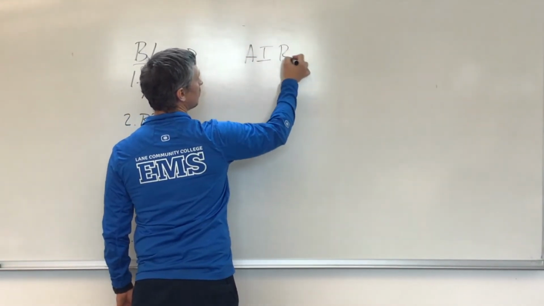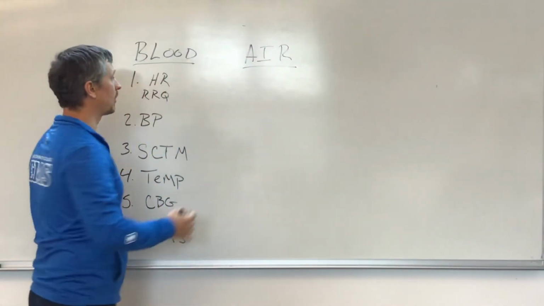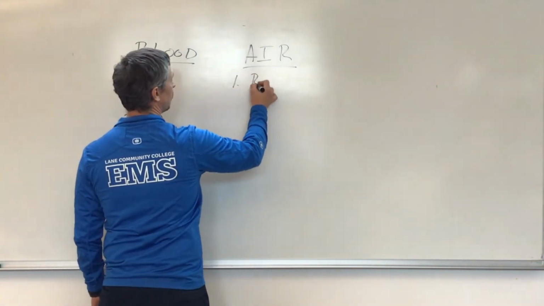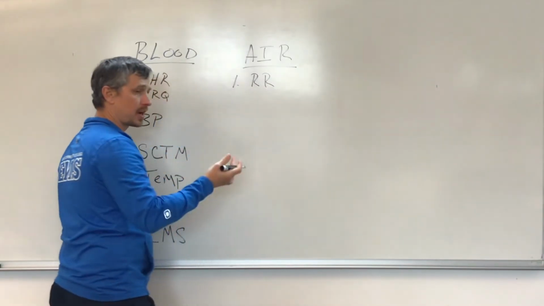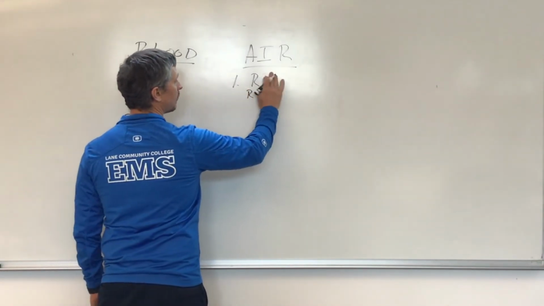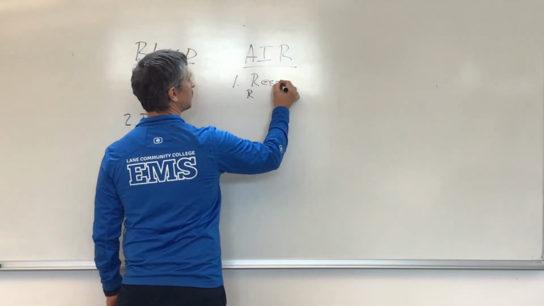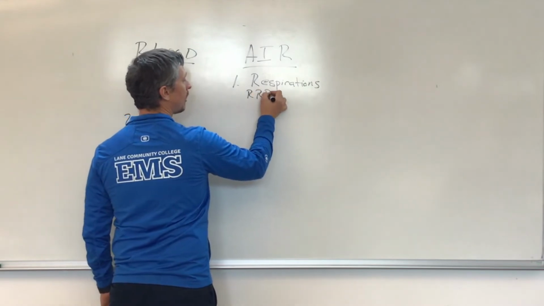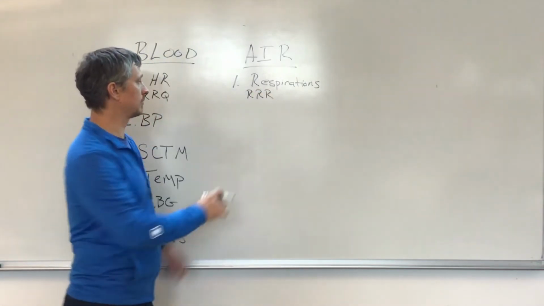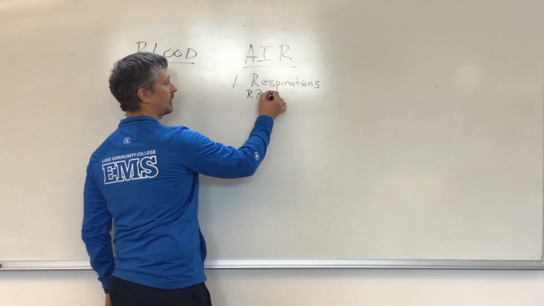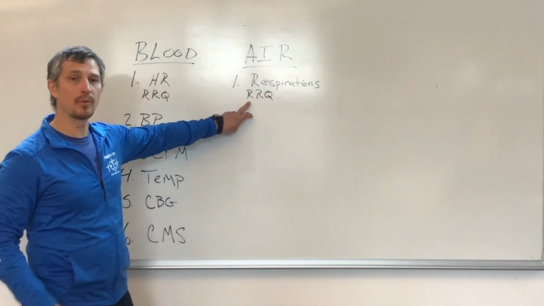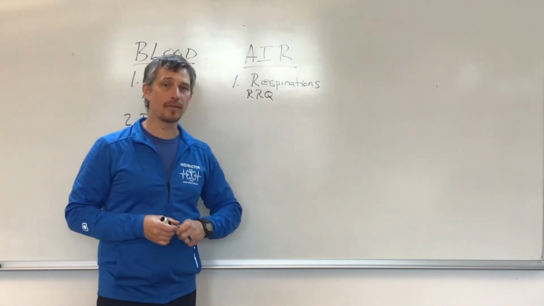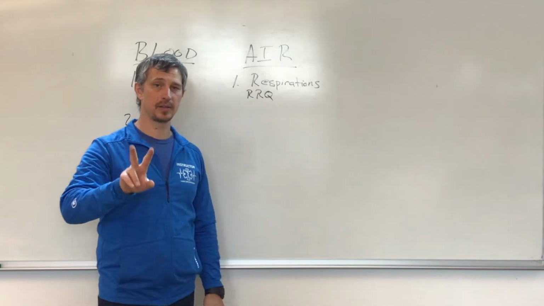Our air. So for our air, we're going to look at our respiratory rate. Our respirations. And again, we're going to look at our rate, our rhythm, and our quality. So our rate, we're going to measure in breaths per minute. We're going to count for 30 seconds and multiply by 2.